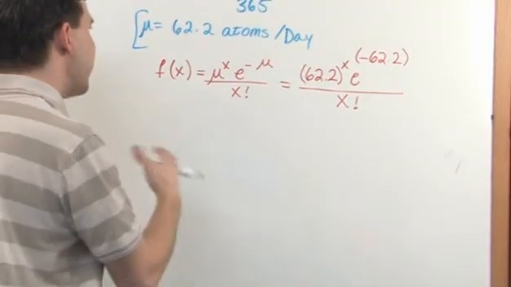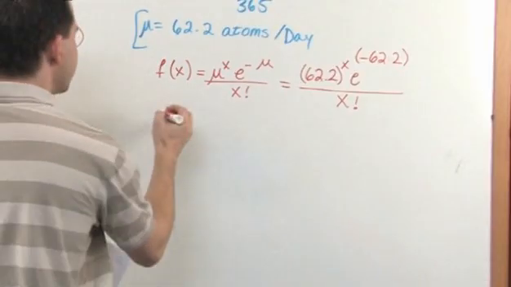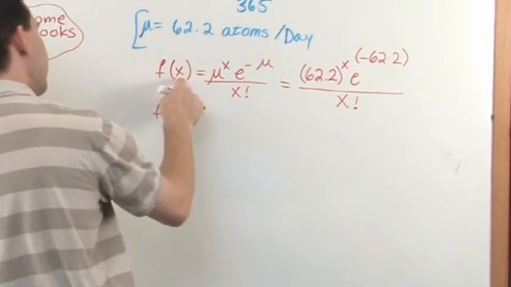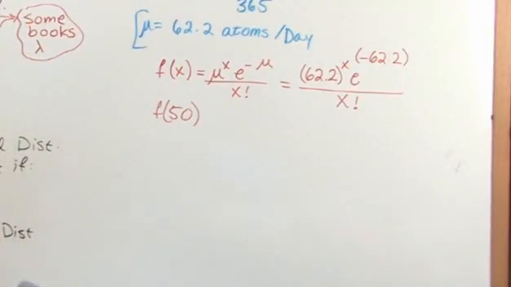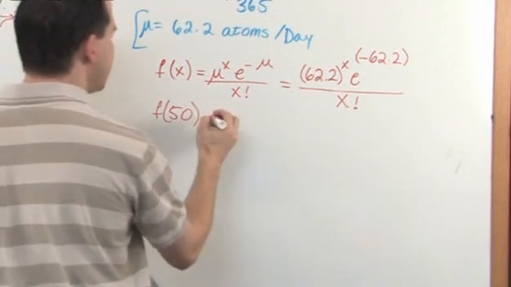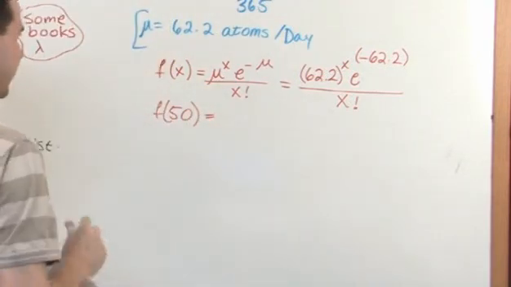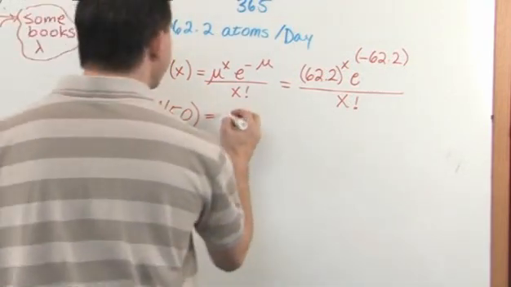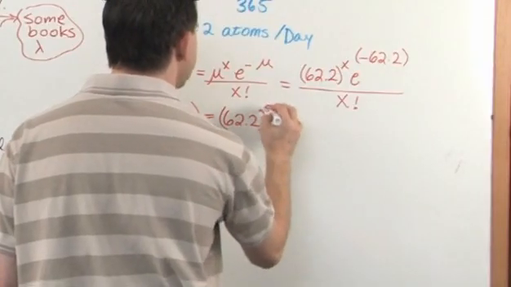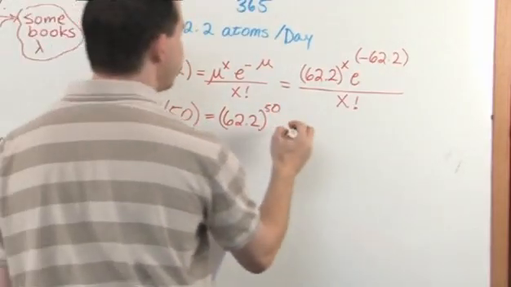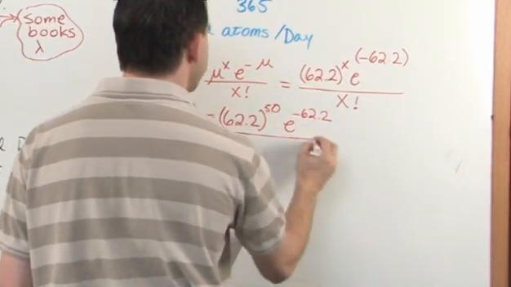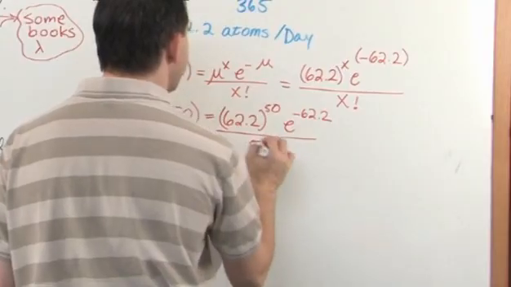And so you can do that for any number of problems. But in this particular problem, we want to know the probability of 50 atoms decaying per day. My random variable is the number of atoms that decay per day. Every different number I put in here is going to give me a different probability for that many atoms decaying in a day. So what it's going to be is 62.2 raised to the power of 50, because I'm plugging in x is equal to 50, times e to the negative 62.2, and you're dividing the whole thing by 50 factorial.